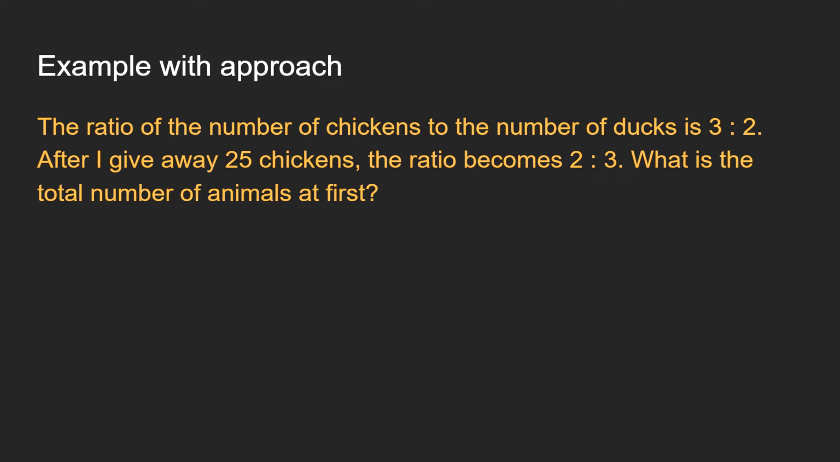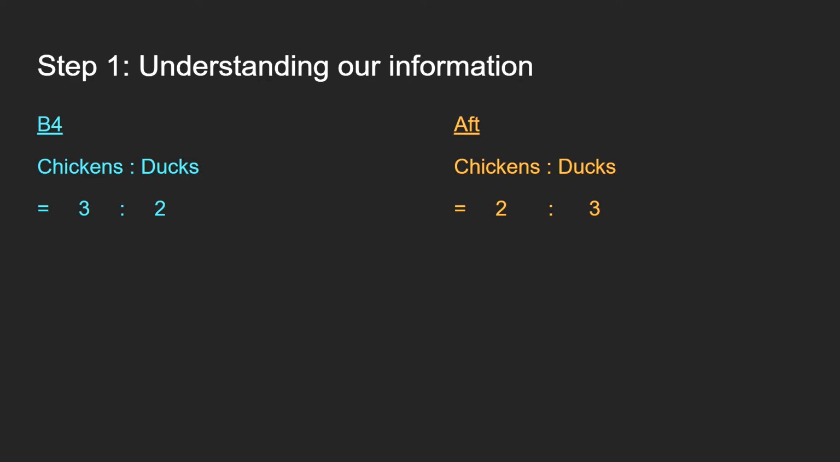So let's say I have this question. The ratio of number of chickens to the number of ducks is 3:2. And after I give away 25 chickens, the ratio becomes 2:3. What is the total number of animals at first? So before we start on this question, we actually have to get our information and understand it. So at first there's 3 chickens to 2 ducks. Then after that, there's 2 chickens to 3 ducks.